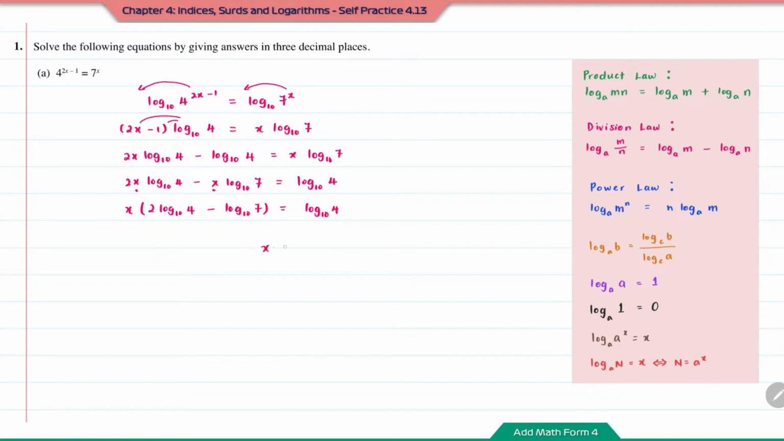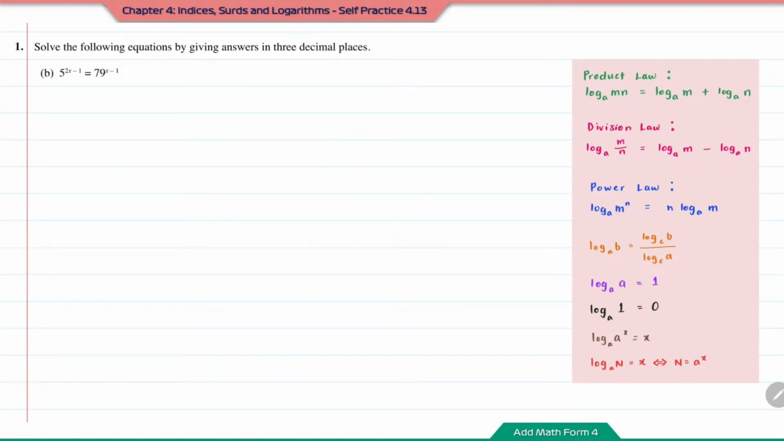To find the x, it will be log base 10 of 4 divided by 2 times log base 10 of 4 minus log base 10 of 7. So this part here, you just solve it using your calculator. So the final answer for the x will be 1.677.